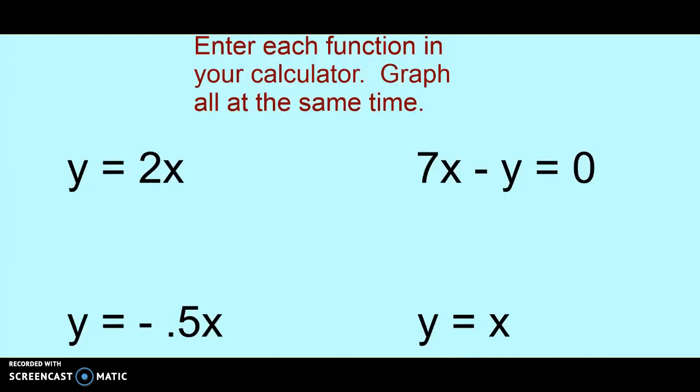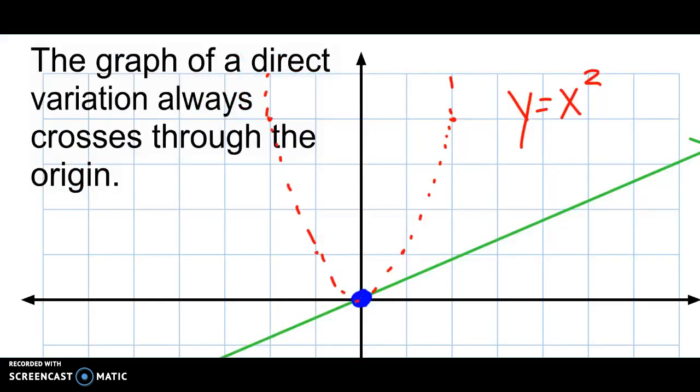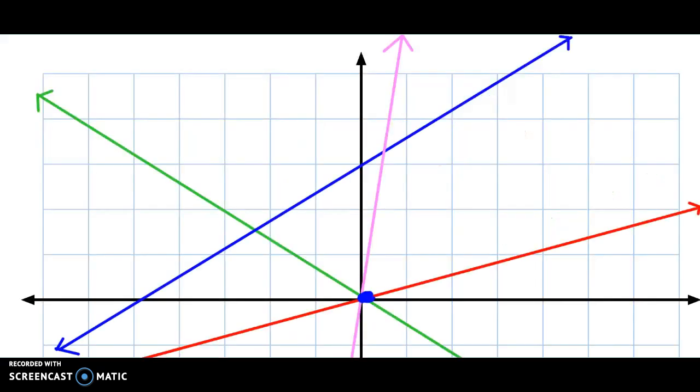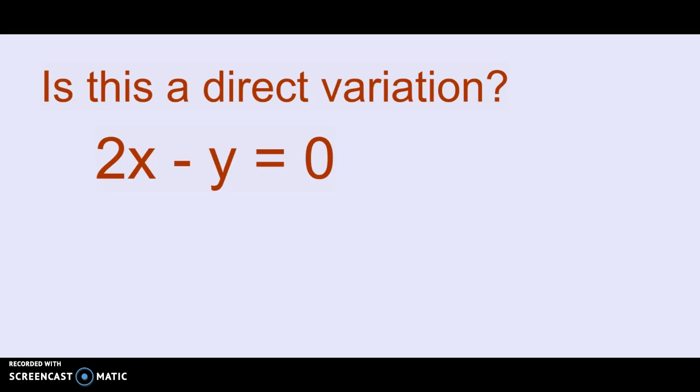Let's go and find one that we can solve to find if it is a direct variation. Hold on, I'm going through the whole lesson. Is this a direct variation? Well, let's check. Okay, you have to get it in the form of y equals. So let's subtract 2x from both sides.